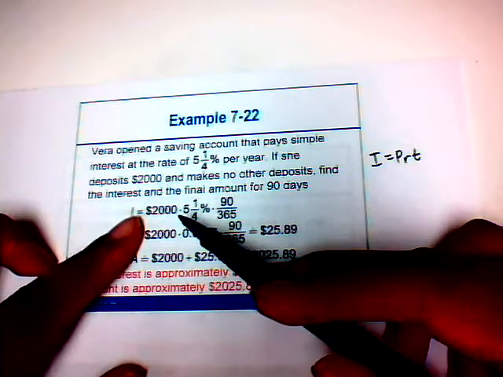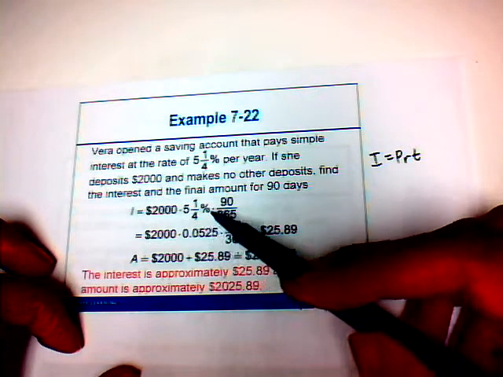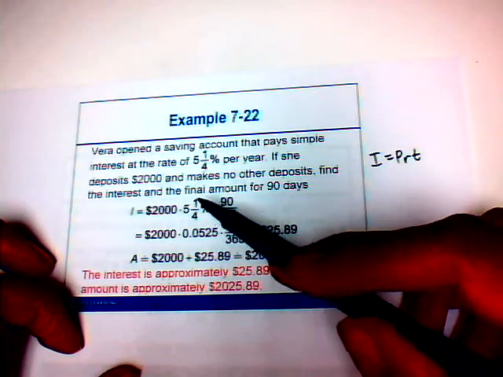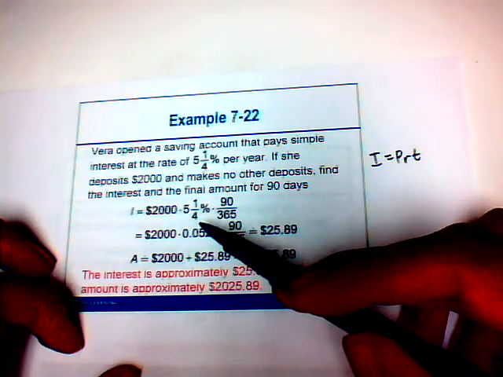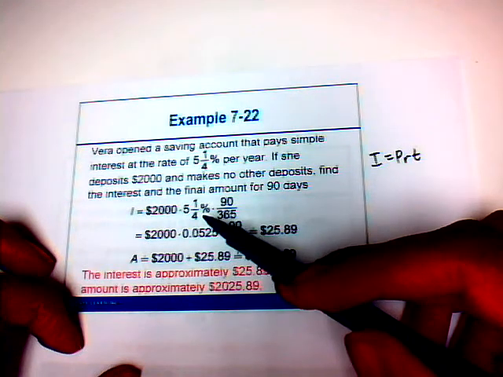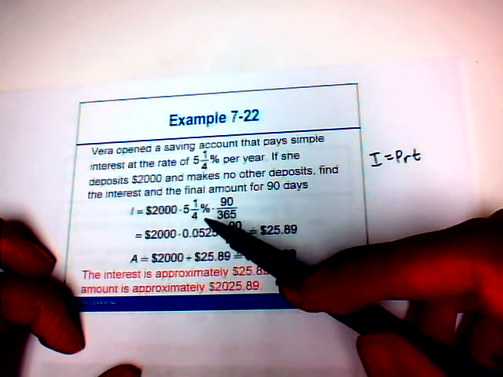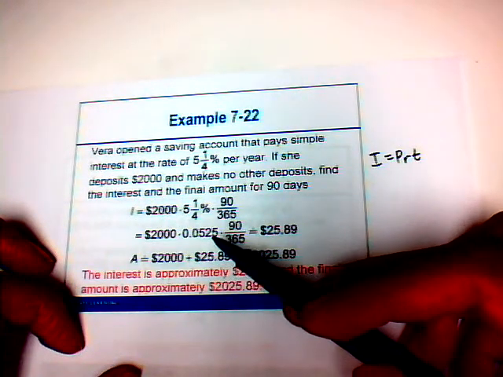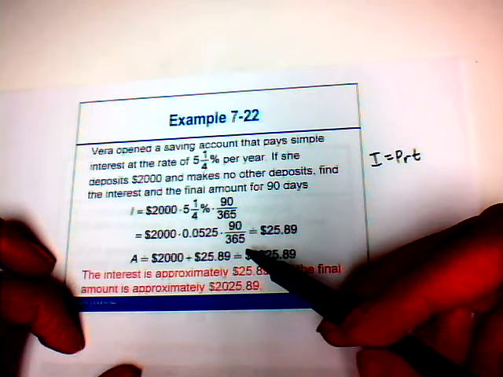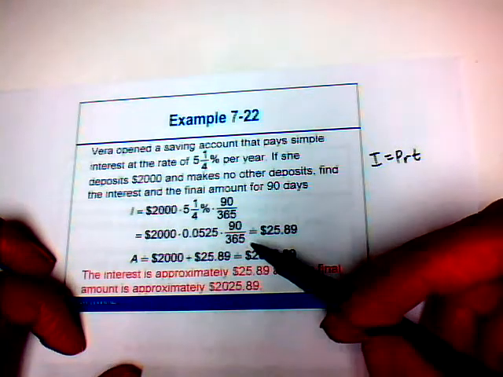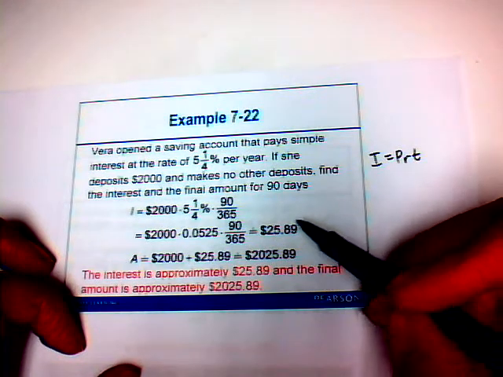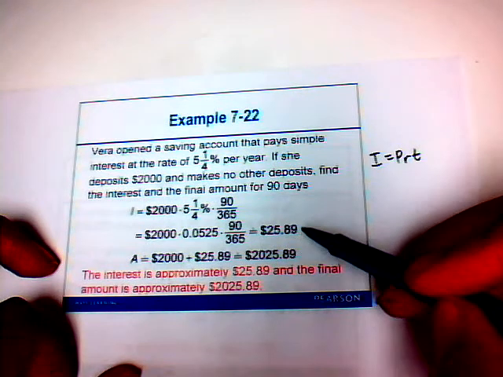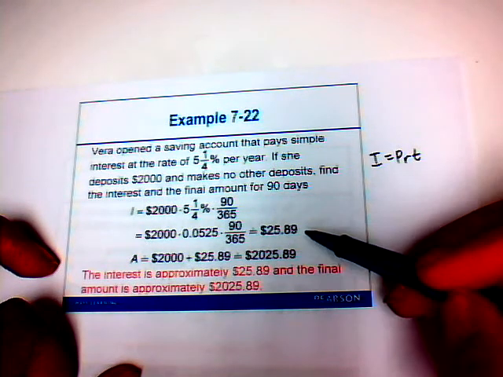Now, if we simplify this, we bring down the 2,000. We want to convert 5.25% to a decimal. We drop the percent sign, move the decimal point 2 places to the left, so it'll be 0.0525 times 90 over 365. And that's going to give us an approximate value of $25.89 when we multiply all this out. So that's going to be the interest.